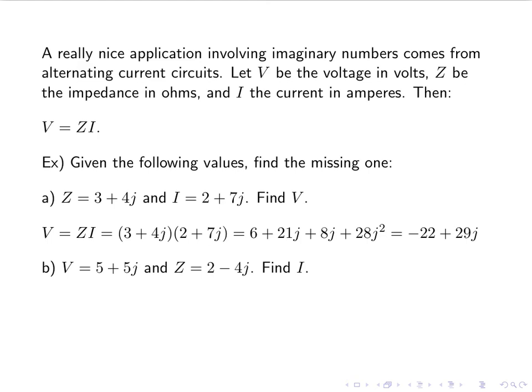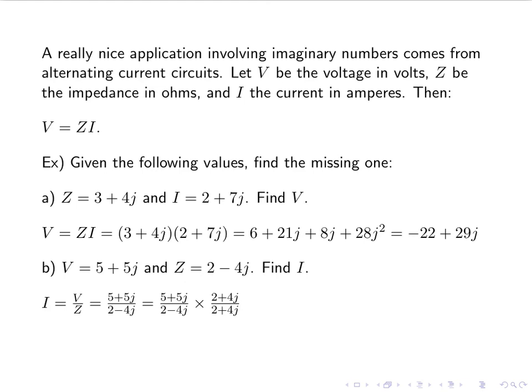What if we know the voltage? So V is 5 plus 5j, and Z, the impedance, is 2 minus 4j, and we want to find I, the current. So we need to take our equation V equals ZI and solve for I. So we're going to divide both sides by Z. So we get that I is V over Z, and this becomes a division problem. So 5 plus 5j divided by 2 minus 4j, V over Z.